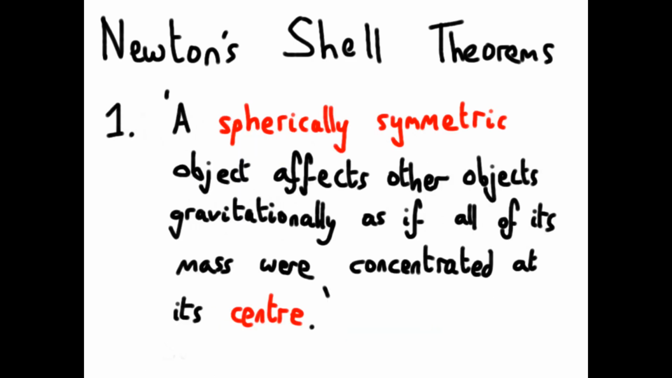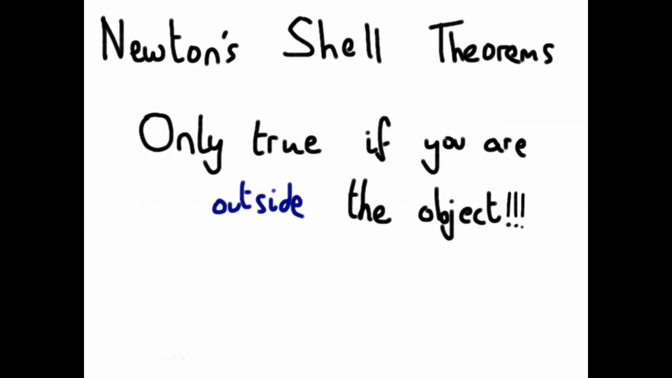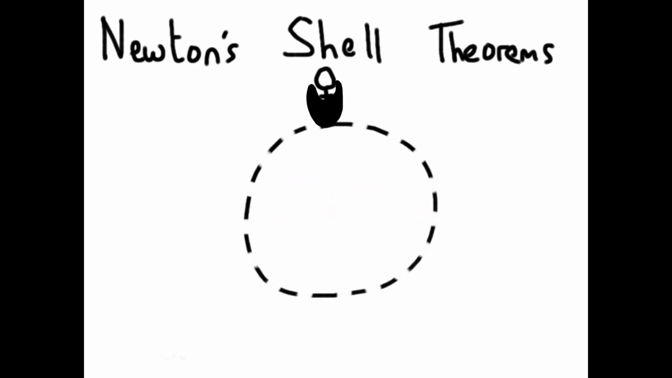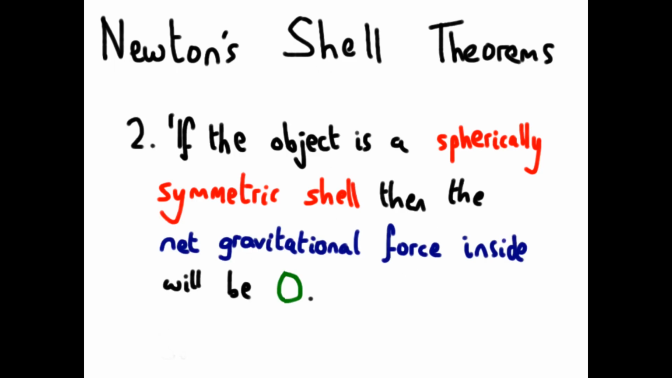The first theorem states that a spherically symmetric object affects other objects gravitationally as if all of its mass were concentrated at its centre. This is only true if you are outside the object. Instead of calculating the forces for every single particle, we can instead pretend that the object is a black hole. The second theorem states that the net gravitational force inside of a hollow sphere will be zero.